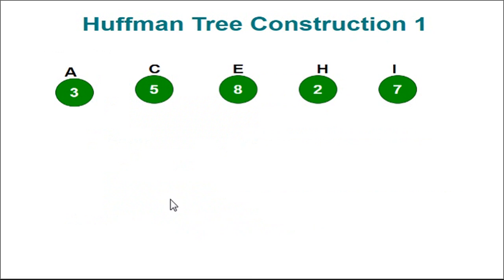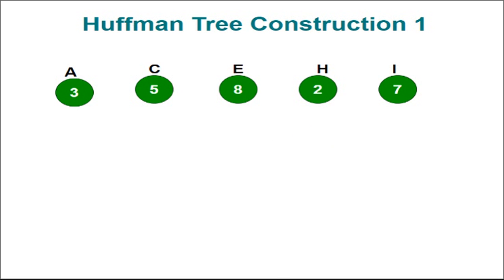Let us take an example to understand this algorithm. Let us assume that we have these 5 symbols in the message and these values in the circles. Let us consider them as leaves of the tree. They represent their frequencies of occurrence. So as a first step, we have to select the 2 leaves having the lowest frequencies.